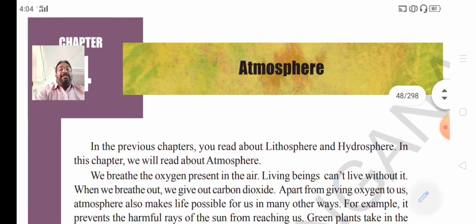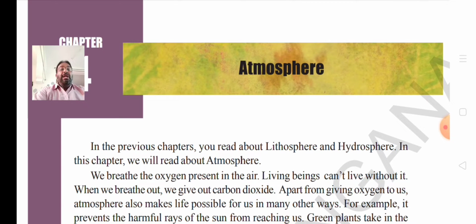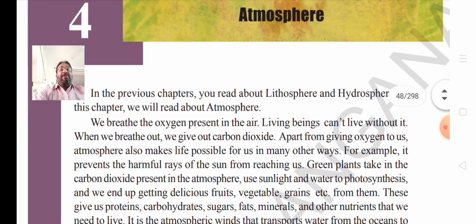In the previous classes, you have studied about lithosphere and hydrosphere. Now we have to study about atmosphere. So, we breathe oxygen present in the air and living beings cannot live without it. When we breathe out, we give out carbon dioxide. Apart from giving oxygen to us, the atmosphere also makes life possible for us in many other ways.